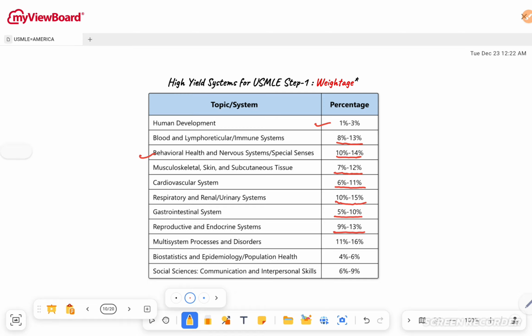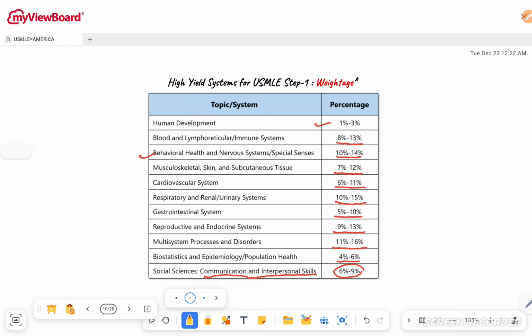Multi-system processes and disorders, it is 11 to 16%. Biostatistics and epidemiology or population health, 4 to 6% of the total questions. And social sciences, communication and interpersonal skills, questions may be 6 to 9%. So are you focusing?